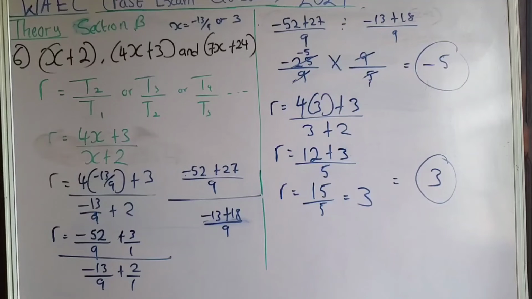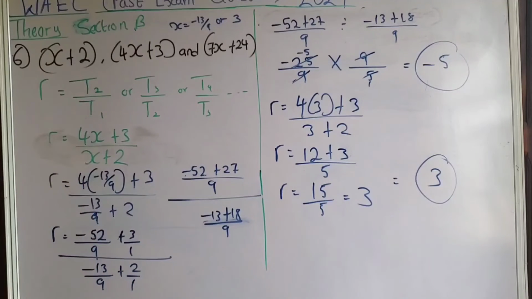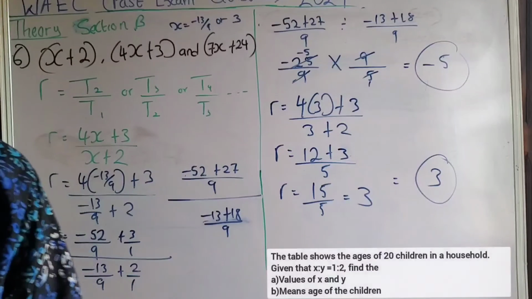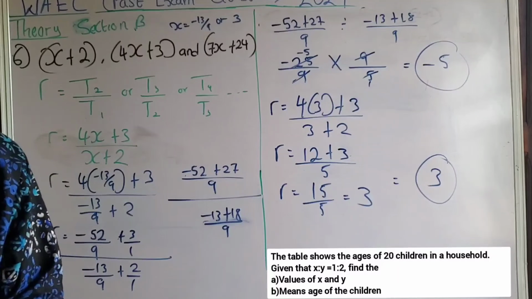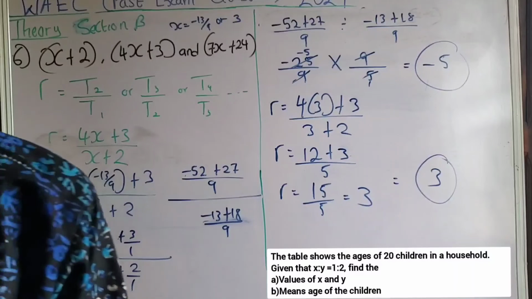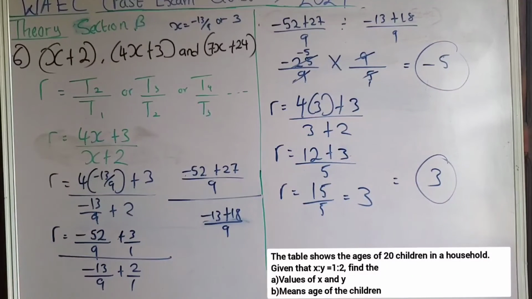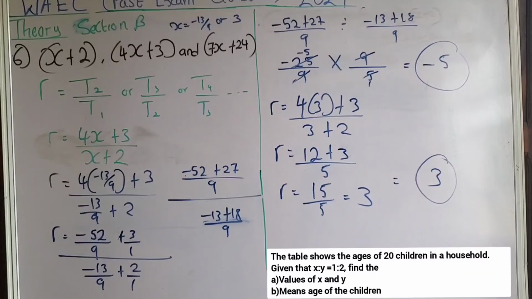Okay, now let's proceed to the second question. The seventh question, which is the second question for section B. Now, we are given a table that shows the ages of 20 children in a household. Given that x ratio y equals 1 ratio 2, find the values of x and y. That's the first question. And the second question, we are asked to find the mean age of the children.